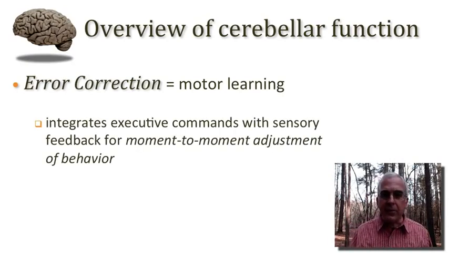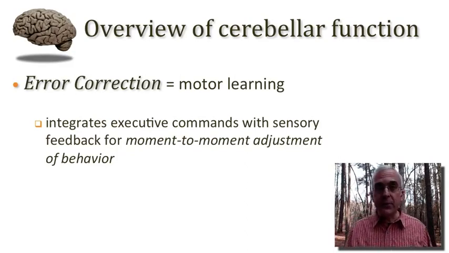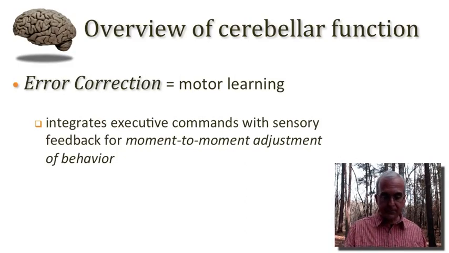So the way the cerebellum does this is that it integrates executive commands about the intentions of our movements with sensory feedback about the way our body is actually moving. And it's this integration of executive signal and sensory feedback that gives rise to moment-to-moment corrections of behavior and performance.